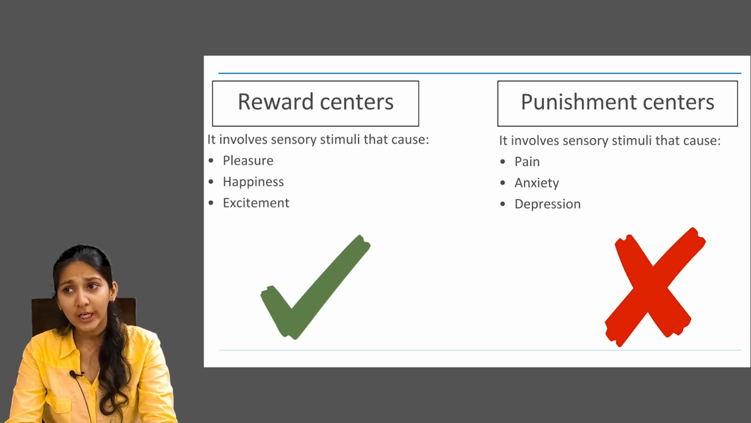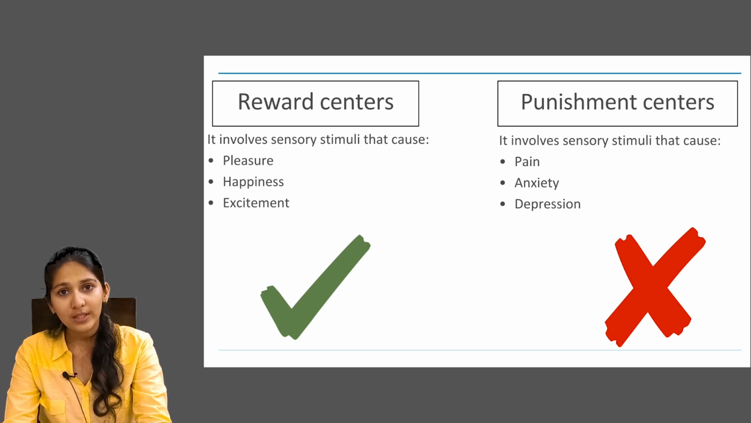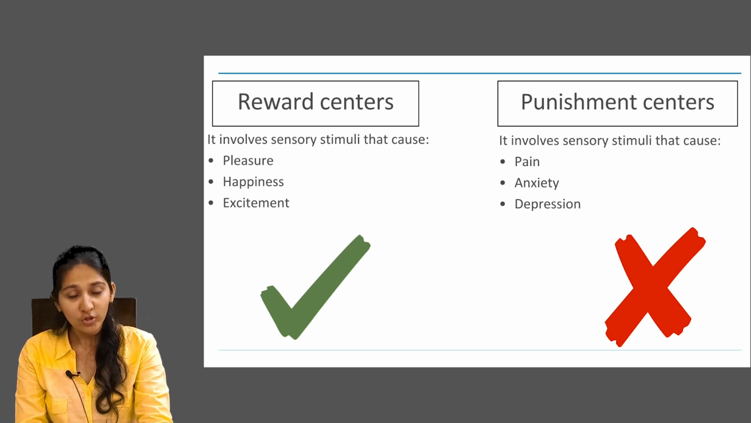So anything in your life which is giving you any of these things is stored in your brain, so that next time when you try to repeat the same thing, it tells you that this kind of thing is going to give you a punishment. Therefore, we store information regarding the reward and the punishments we get from that particular stimulus.